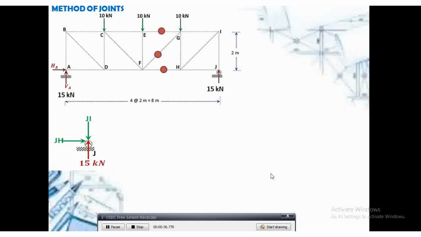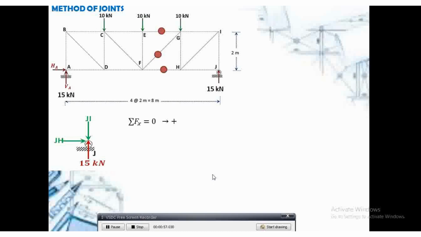Ganyan ang magiging itsura ni J. May naka-attach na JI, may naka-attach na JH. Now, yung mga directions ni JI at saka ni JH, inassume ko lang tong mga to. Mache-check ko mamaya kung tama yung mga assumptions ko.